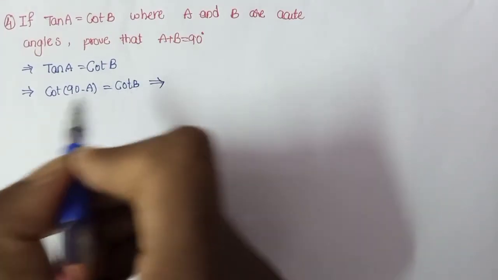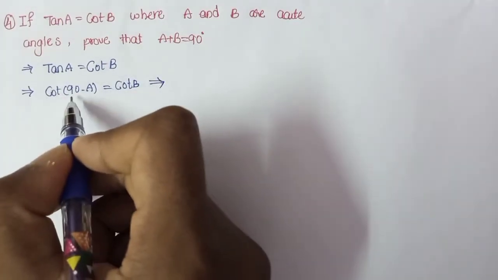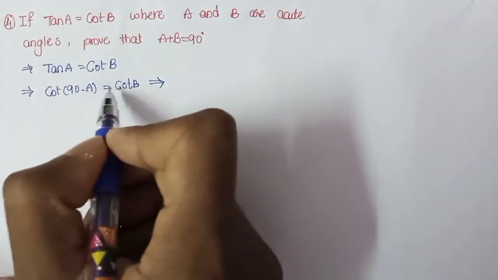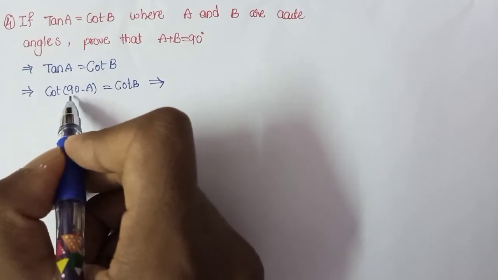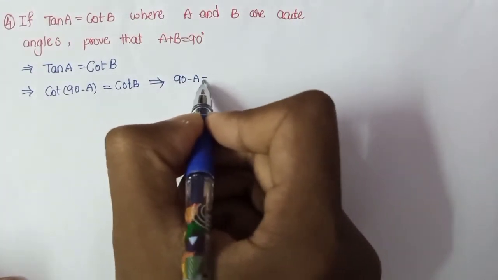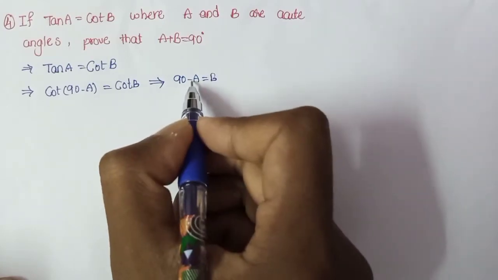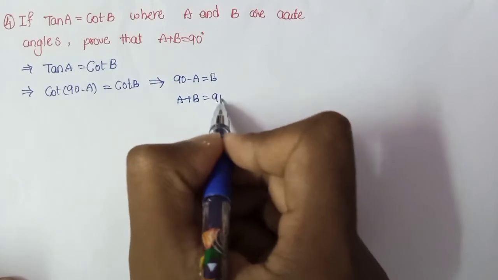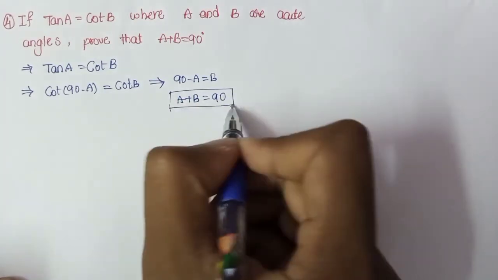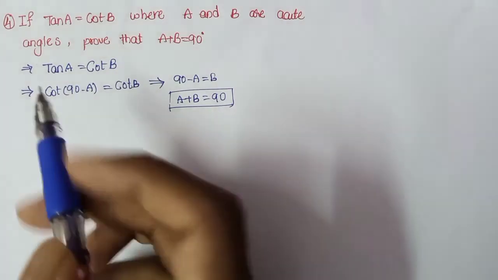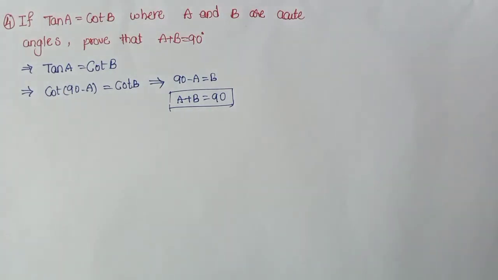From here I can say that cot can be eliminated. So the angles 90 minus A and B can be equated, because on both sides we have cot. So 90 minus A is equal to B. If you send this A to this side, you will get A plus B is equal to 90. Hence proved. This is a very simple question, but you need to understand that we have to use the complementary relationship.